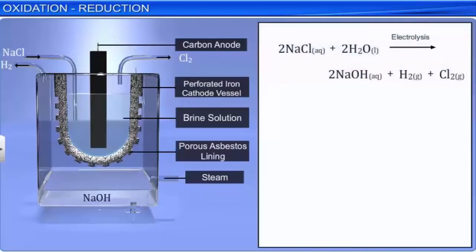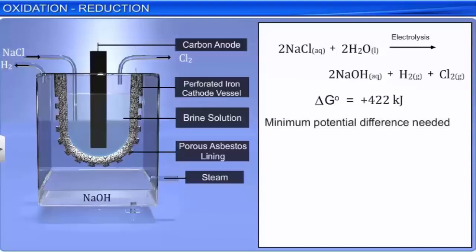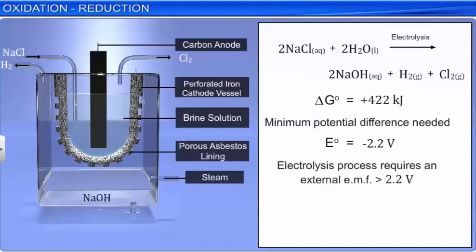The chemical reaction corresponding to the electrolysis is shown here. The ΔG° for this reaction is plus 422 kilojoules. The minimum potential difference needed for oxidation, E°, is equal to minus 2.2 volts. Due to overvoltage, the electrolysis process requires an external EMF greater than 2.2 volts. In the process, chlorine gas is liberated at the anode.